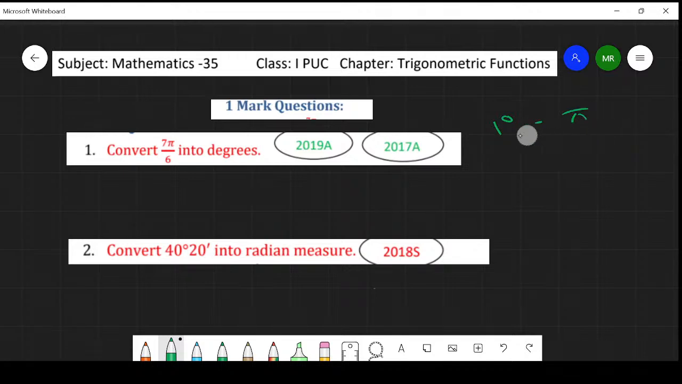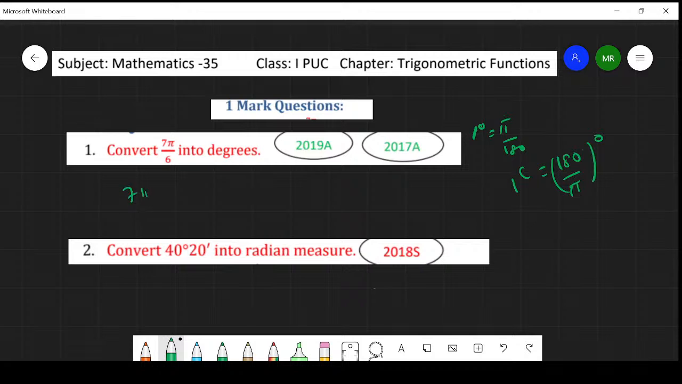You remember this formula we have written: 1 degree equal to pi by 180 radians. Or you can also remember that 1 radian is equal to 180 by pi degrees. So this relation you should remember. Now they are asking here 7 pi by 6 radians.